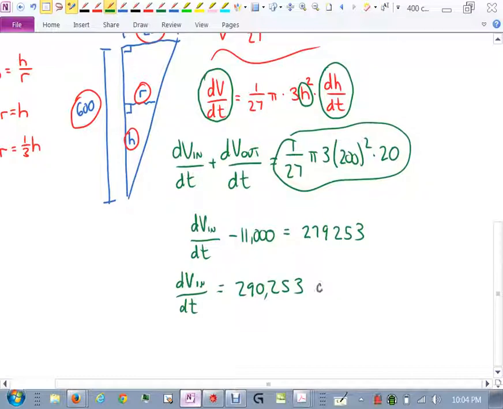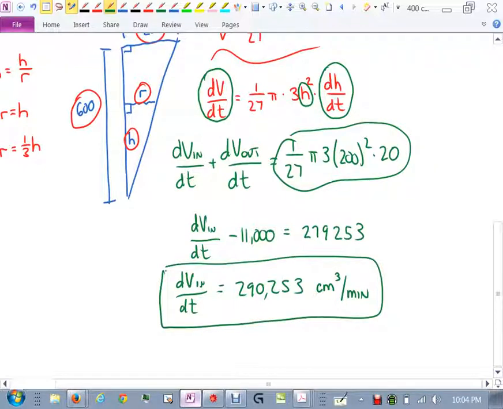Now it's also in cubic centimeters per minute because volume is measured in cubic units. Our units were centimeters, and our time is measured in minutes.